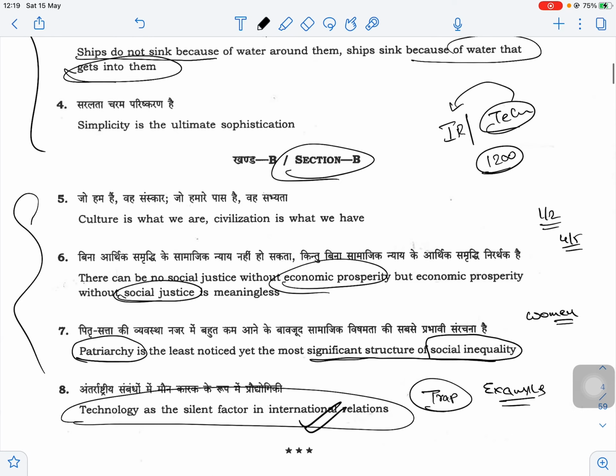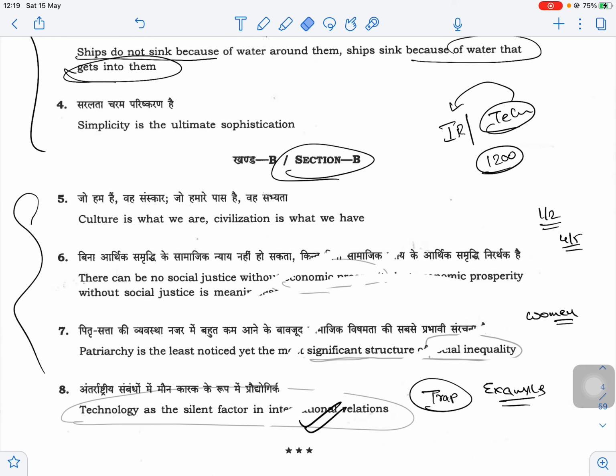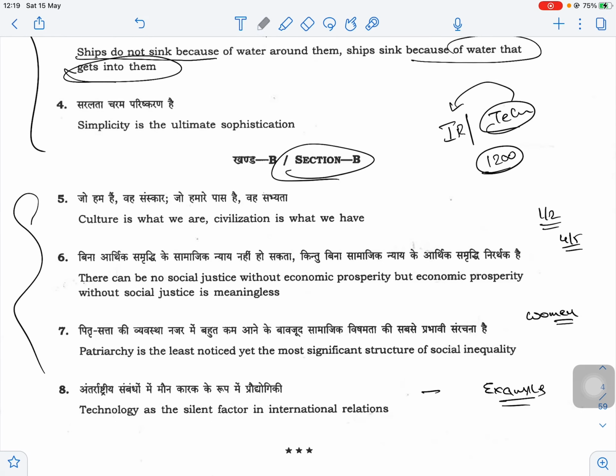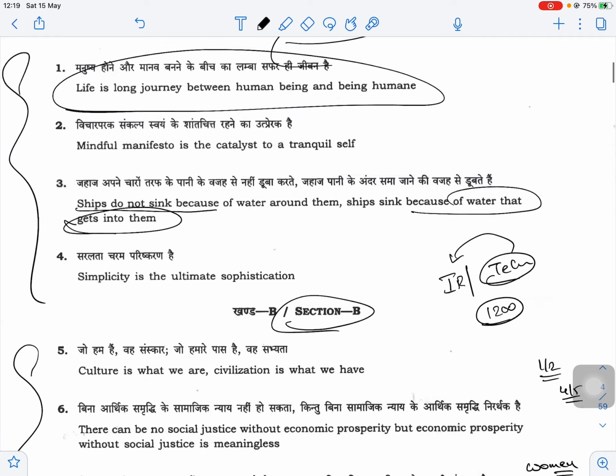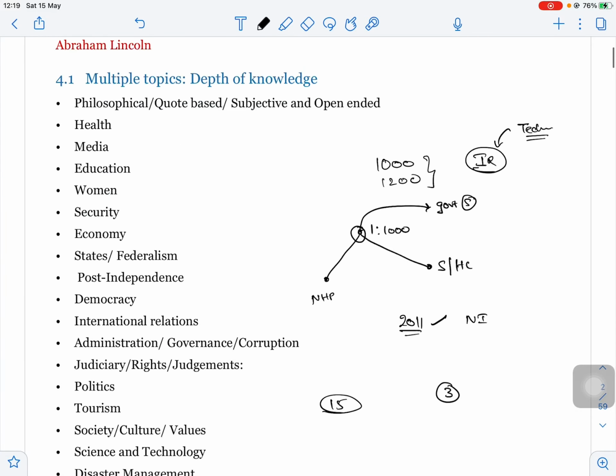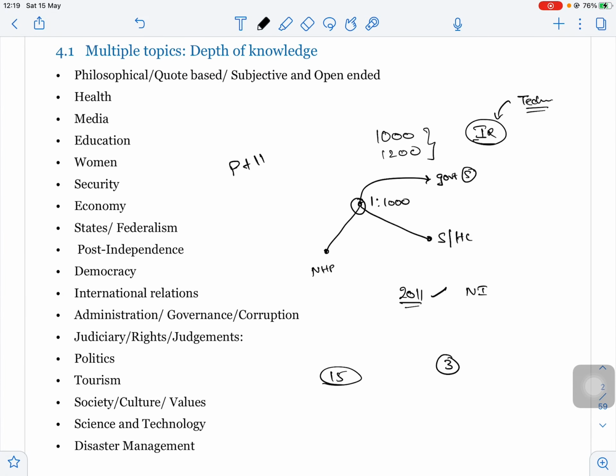The same is with this. You cannot write an essay on technology as the silent factor in international relations out of the blue. You need good practice and good content. Practice plus content is what is going to help you. Please keep that much in mind.